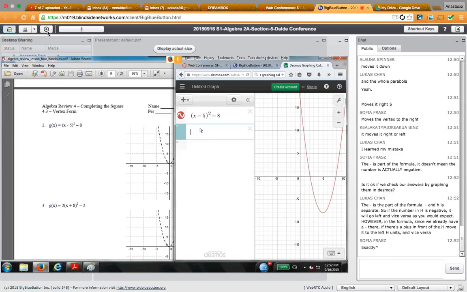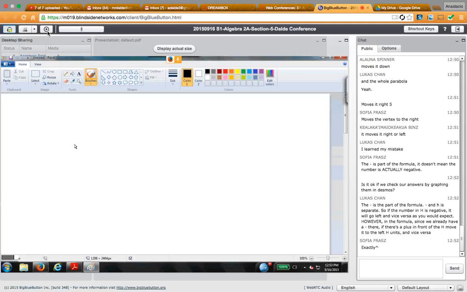And then what I'm also going to do is graph x caret squared. All right. So see, this x squared is the regular parabola. And then this parabola got pushed down 8 units, as you can see right here, and it got pushed to the right 5 units. Lucas is saying the negative is part of the formula, and h is separate. So if the number h is negative, it moves to the left. Yeah, exactly, because moving it right and left does kind of the opposite of what we think it should do.